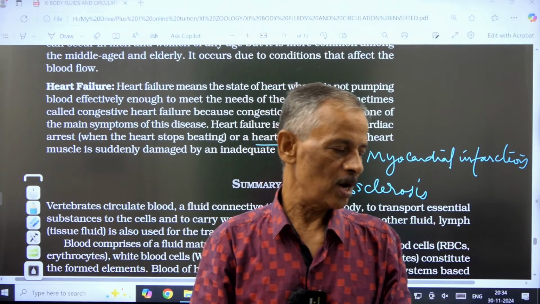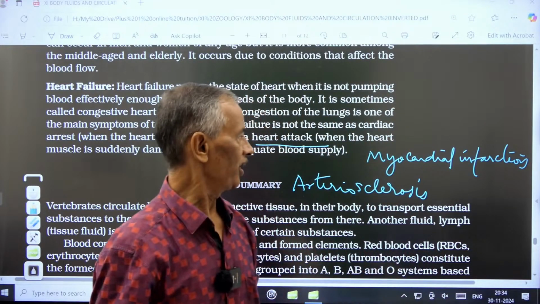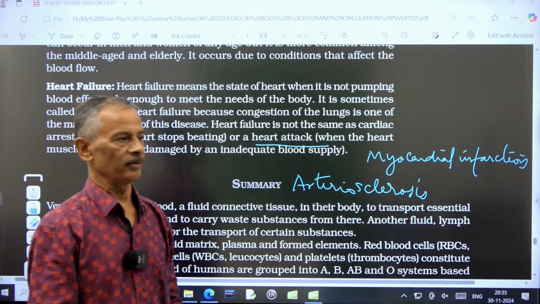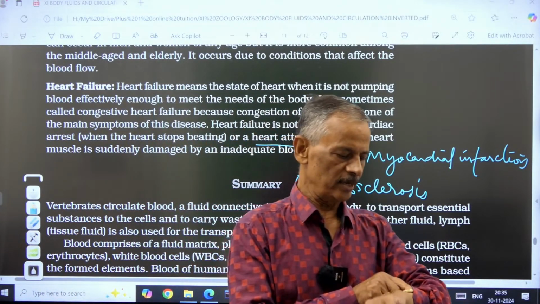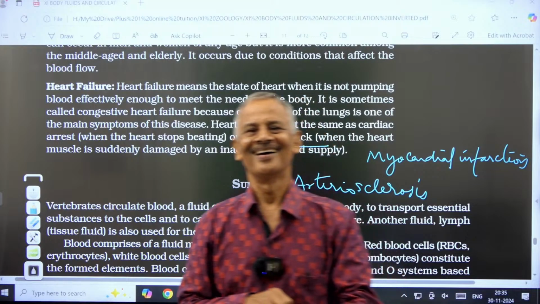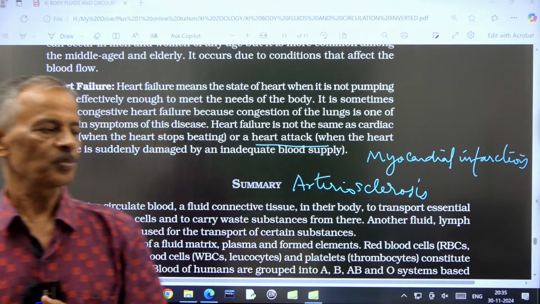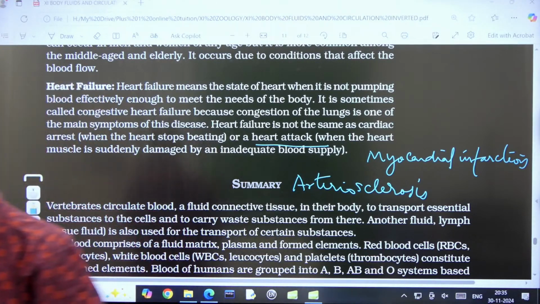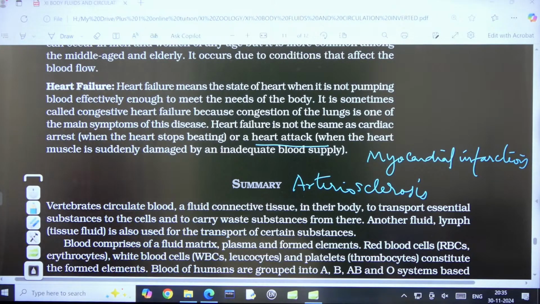Any doubt from this part? Anybody? I will give you 2 to 5 minutes time to ask me and clear your doubts. Any doubt? Any doubt?